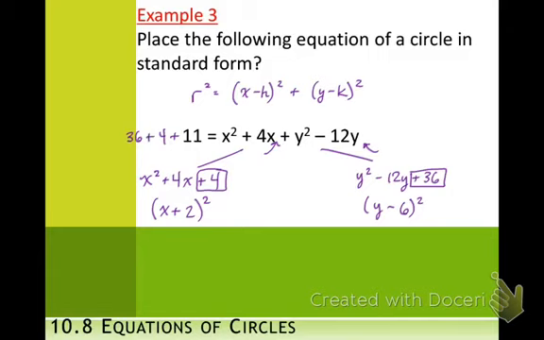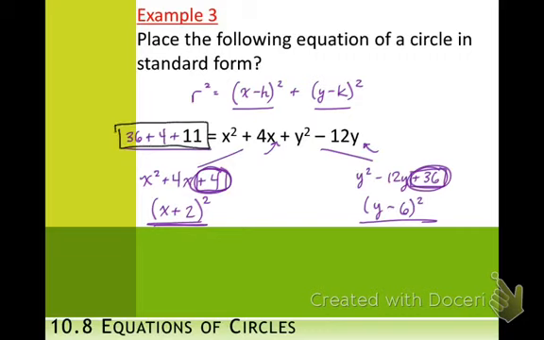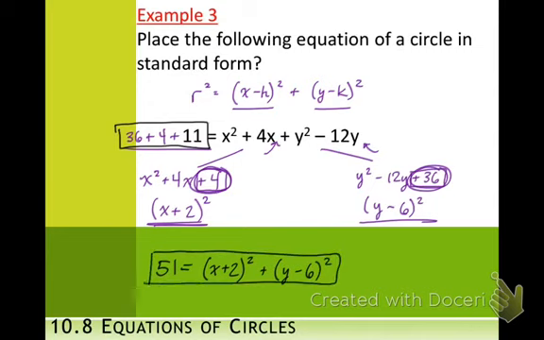So you can now see, hey, I've got a piece that kind of looks like that. I've got a piece that kind of looks like that. And because I've made some of these changes, I've got some extra numbers that also need to tack on to the other side of my equation. So when all this is said and done, if I take 36 plus 4 plus 11, I end up with 51. On the other side, I have x plus 2 squared plus y minus 6 squared. Holy cow, that is a circle formula.